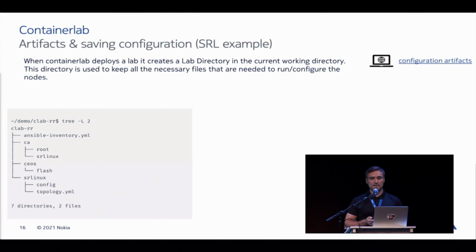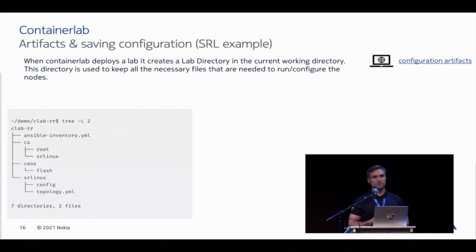Now, the important thing is that Containerlab keeps some state. When you create a lab, and we talk about the lab with 3 nodes, Containerlab will create a lab directory. And this lab directory will have directories per node. So we have an SR Linux directory, we have a CEOS directory, and we have some certificate directory that we use internally. In those directories, you will find configuration that, for instance, Arista and Nokia SR Linux use to keep the startup configuration persistent.